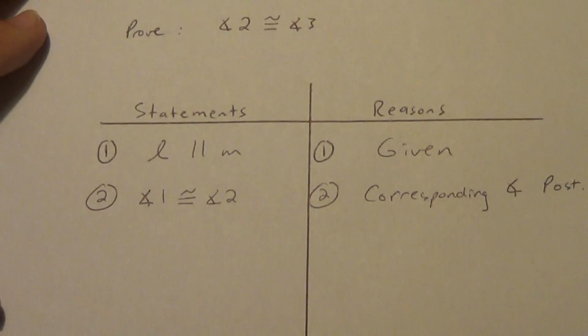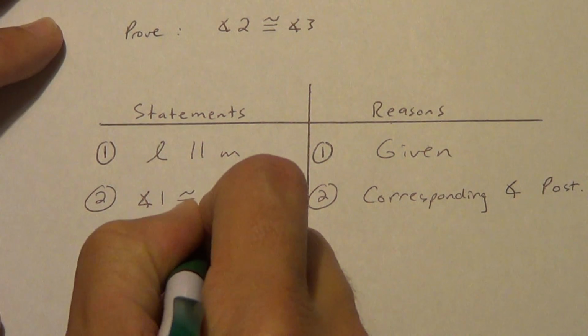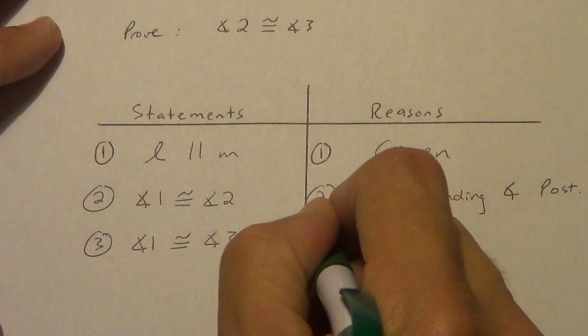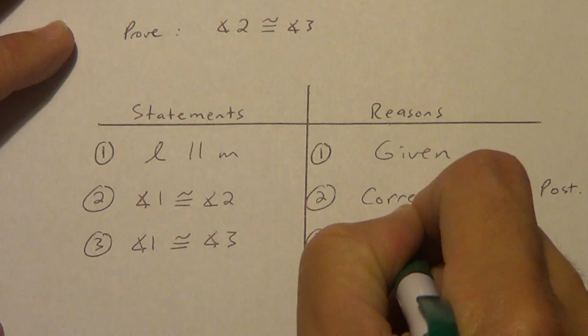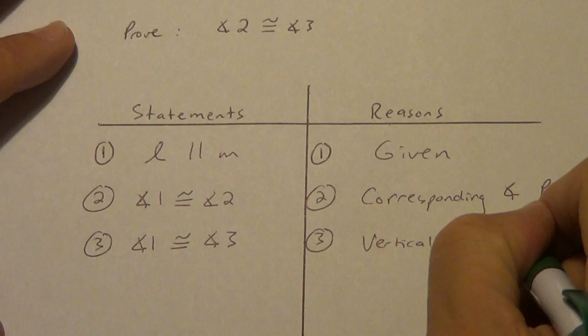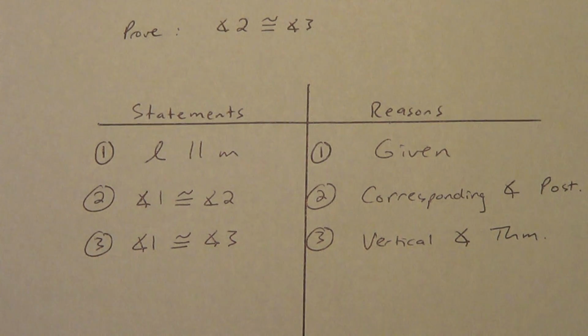Okay, so let's write that down. Angle 1 is congruent to angle 3. Why was angle 1 congruent to angle 3? Remember, they're vertical angles. What tells us vertical angles are congruent? The vertical angle theorem. I usually abbreviate theorem THM. Okay, that's how I usually abbreviate it.